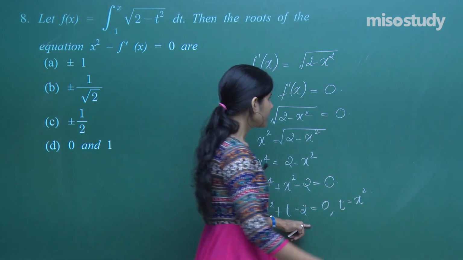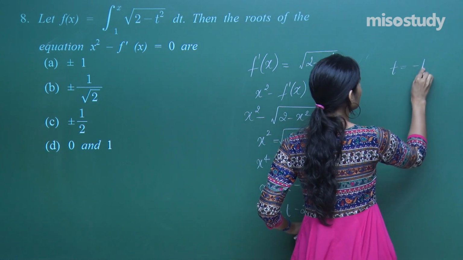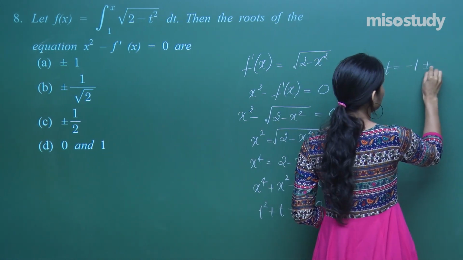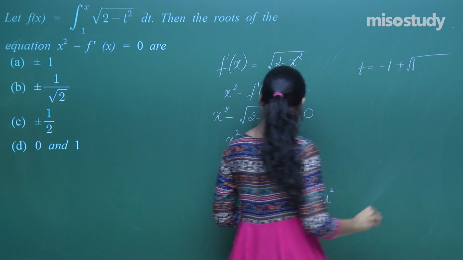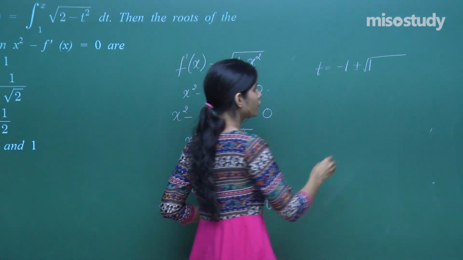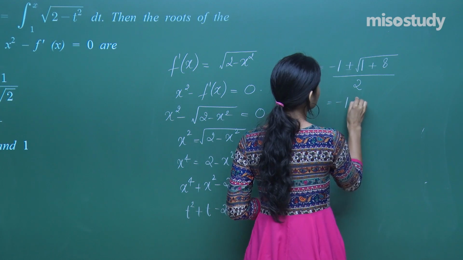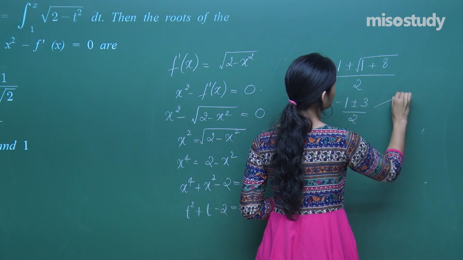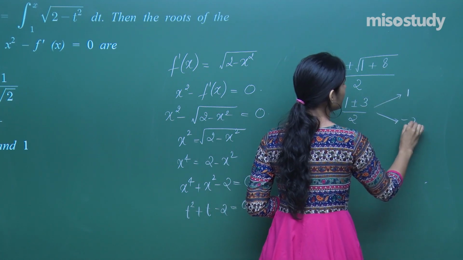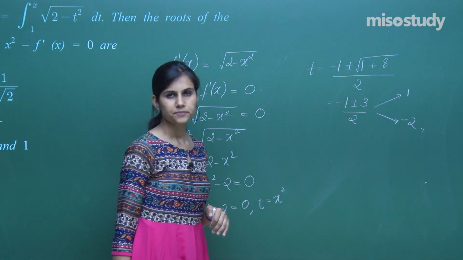Now this is a quadratic equation. t will be equal to minus b plus minus root over b square minus 4ac upon 2a. So this gives you minus 1 plus minus 3 by 2, which eventually gives you 1 and minus 2 as the answer.